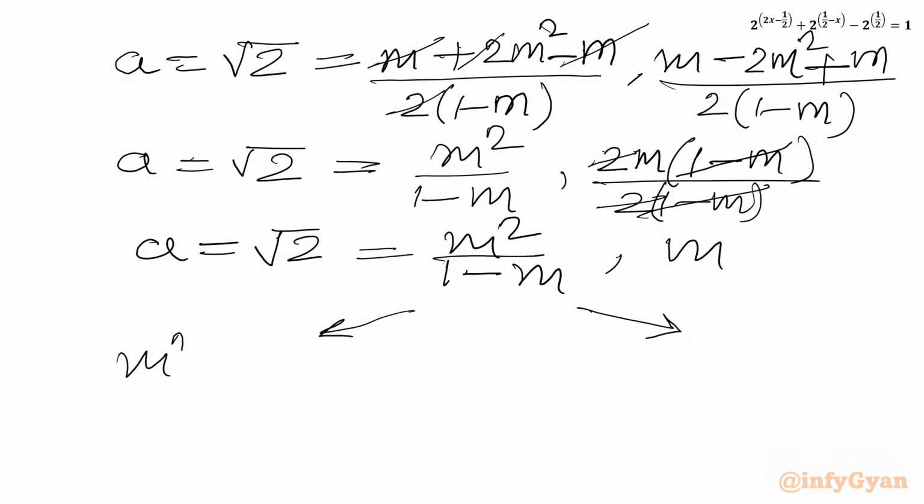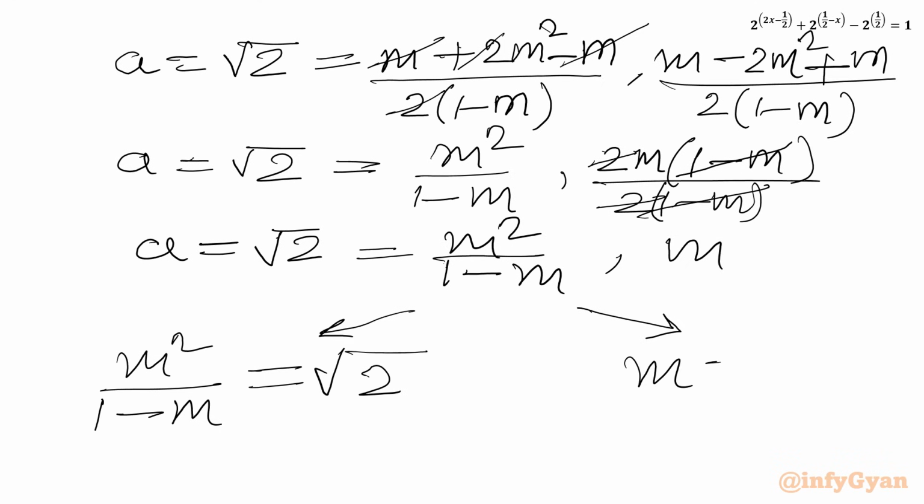First one, m square over 1 minus m equal to square root 2. And second is m equal to square root 2. Let's solve both the equations.